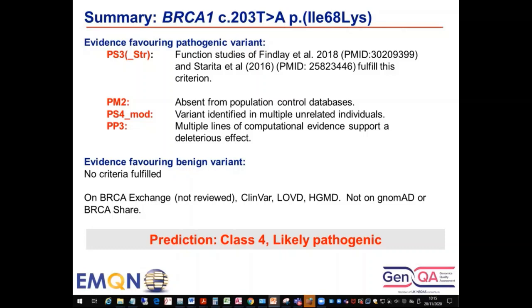There are also multiple lines of computational evidence suggesting an impact on protein function, allowing us to apply the PP3 criterion. And with no contrary evidence favouring a benign interpretation, the summary of this variant is that with 2 moderate, 1 strong and 1 supporting criteria, we're able to apply a final classification of class 4 or likely pathogenic for this variant.